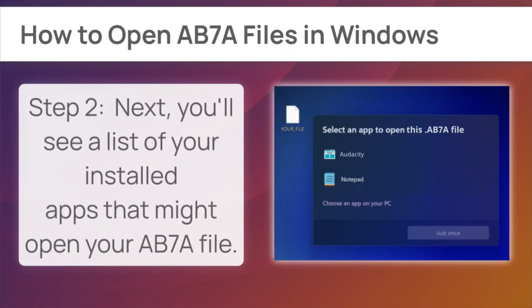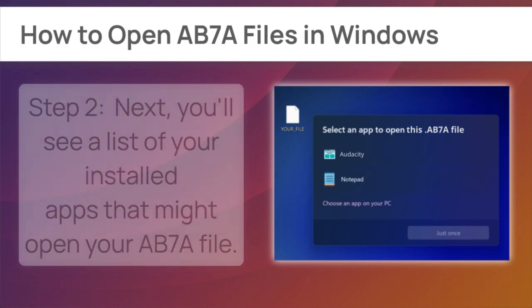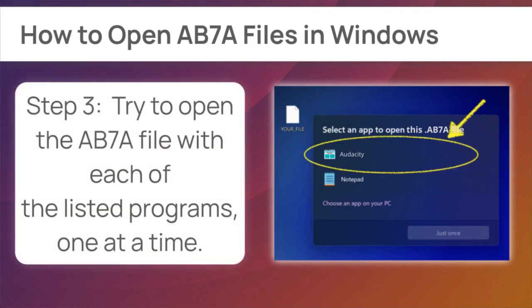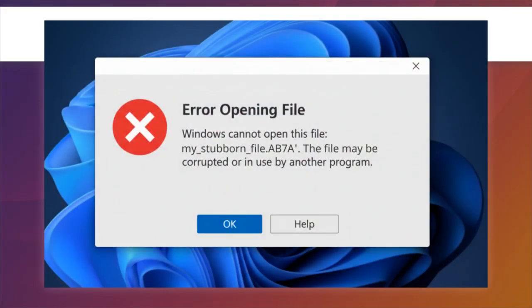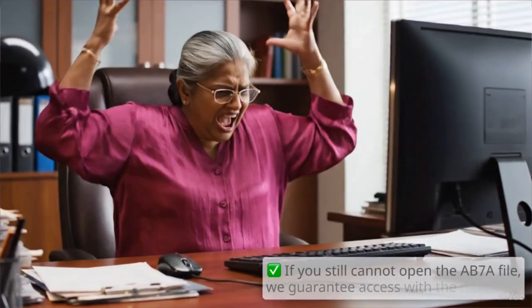Right-click your AB7A file and choose Open With. Test with Audacity first. If it's missing, select another program. The solution is often non-obvious. If your AB7A file will not open yet, do not panic. Since the initial attempt failed, the issue is now narrowed to 3 key areas.